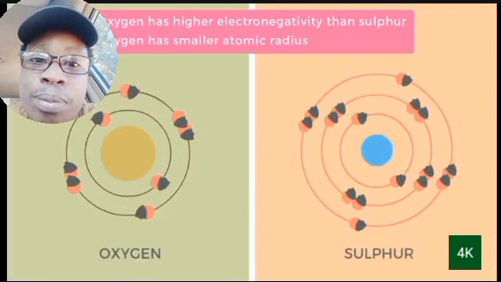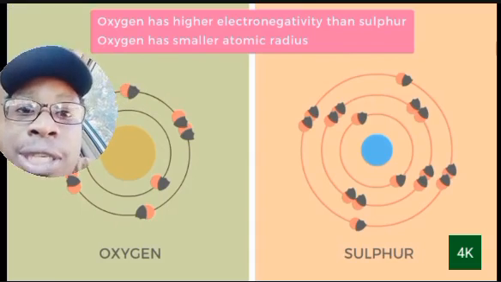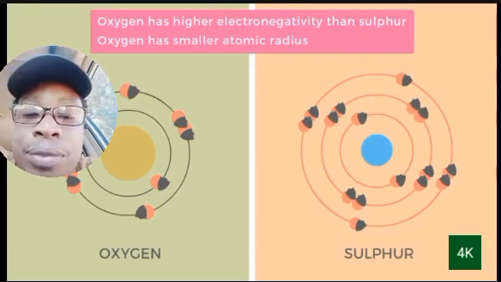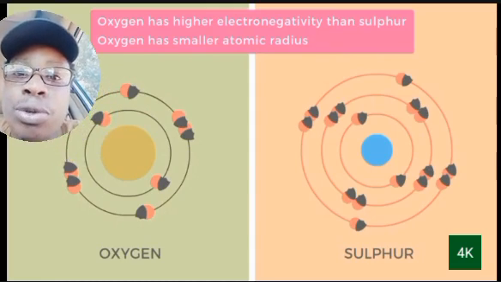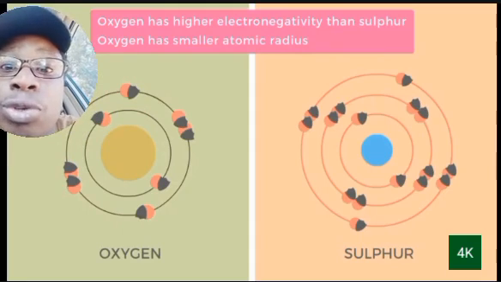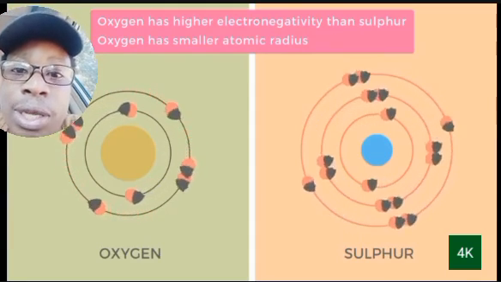Okay, we can also compare down a group. So we see that oxygen has a higher electronegativity than sulfur. These belong to the same group, and oxygen has a smaller atomic radius. As you move down the group, you know that atomic radius increases. So you expect your electronegativity to decrease as you go down a group.